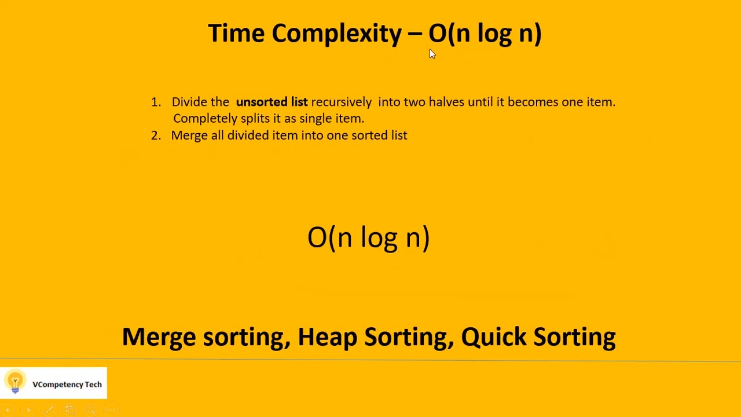Time complexity O n log n. Divide the unsorted list recursively into two halves until it becomes one item. So it is going like binary search, similar. Then again we are doing another work which is merge all divided items into one sorted list. So that is why its time complexity is O n log n.